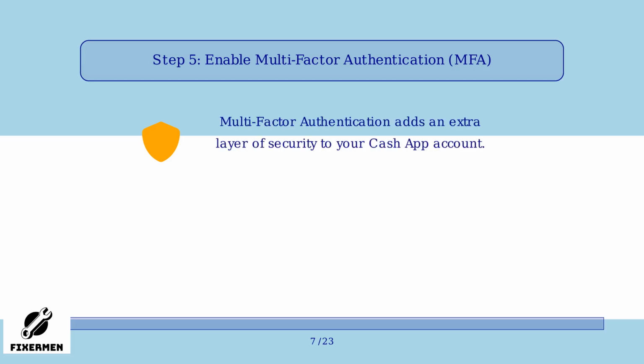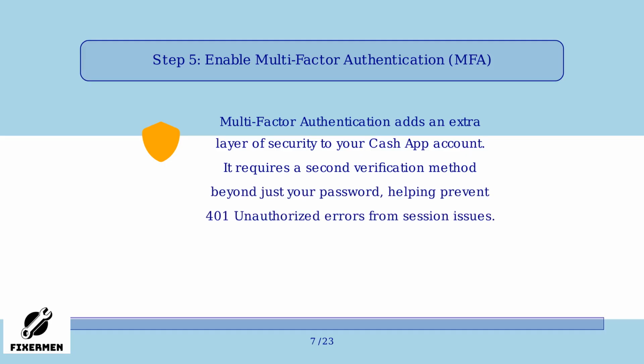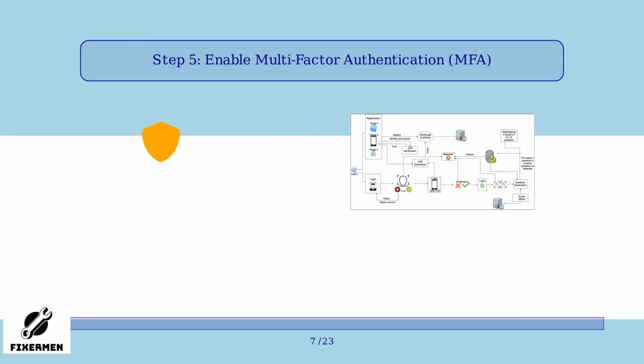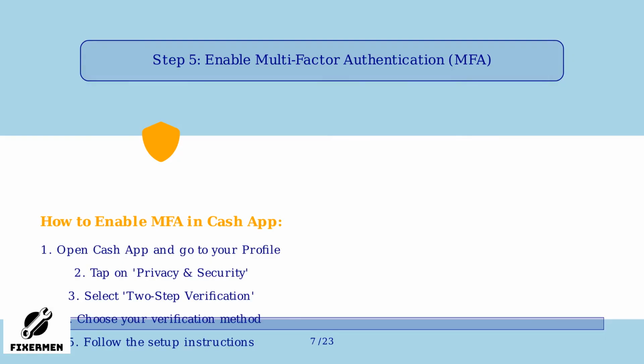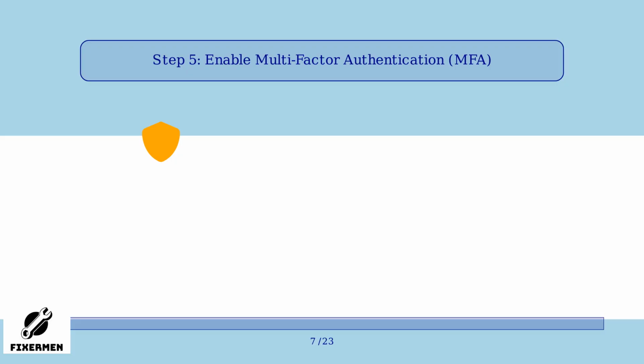To enable MFA, open the Cash App and navigate to your profile. Look for the Privacy and Security section, then select Two-Step Verification. Choose your preferred method, such as SMS codes or biometric options, and follow the on-screen instructions to complete the setup. With MFA enabled, your Cash App account will have stronger security, reducing the likelihood of authentication errors like 401 unauthorized. This simple step can save you time and frustration in the future.